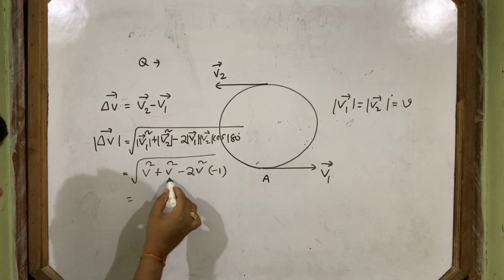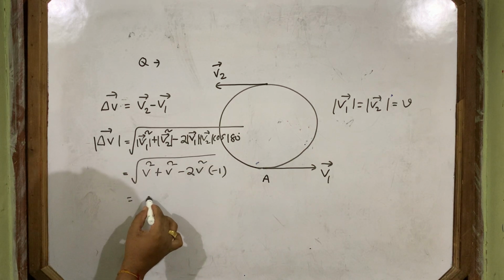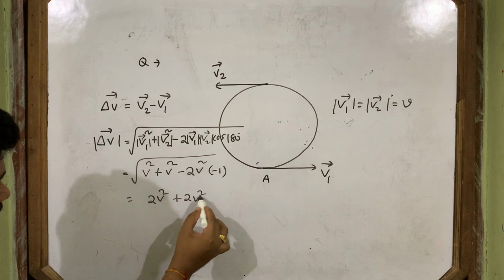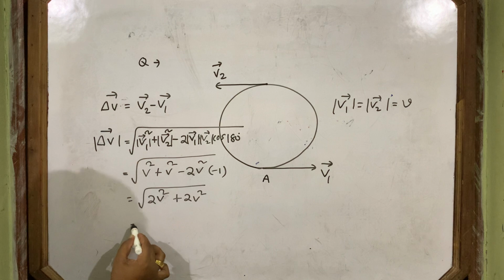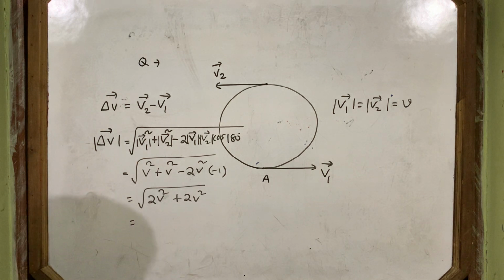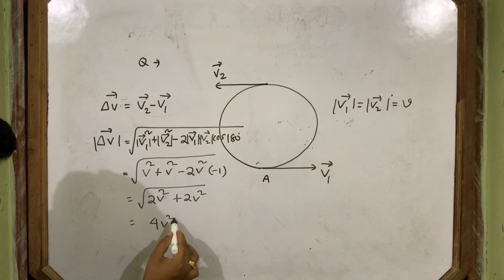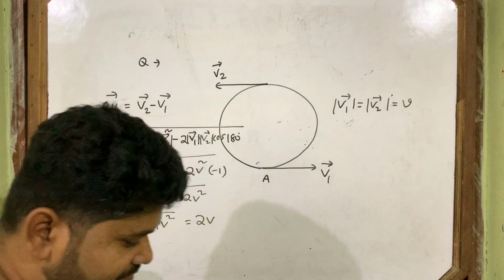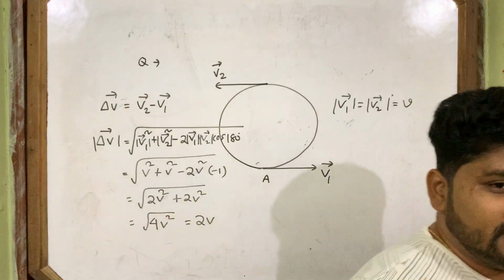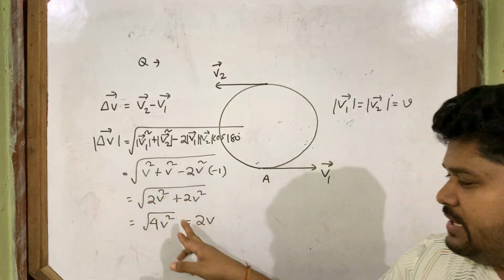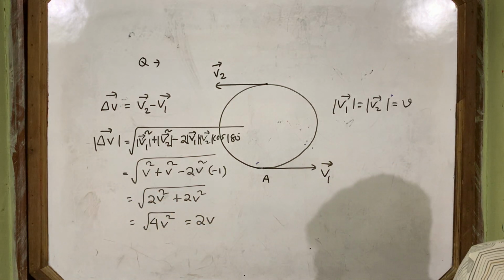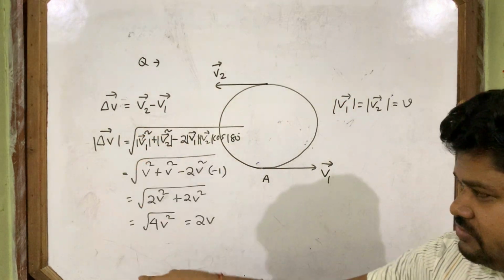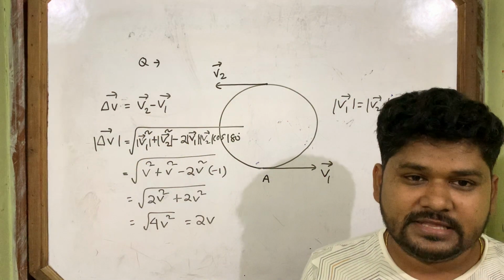So what are we getting here? v square plus v square plus 2v square, that is 2v square plus 2v square, all under the root. What answer is coming here? 4v square under root, so this is equal to 2v. You can find that the change in velocity is equal to 2v. Here v1 vector, here v2 vector. If I tell you to do the subtraction, you can do it like this, it is 2v.